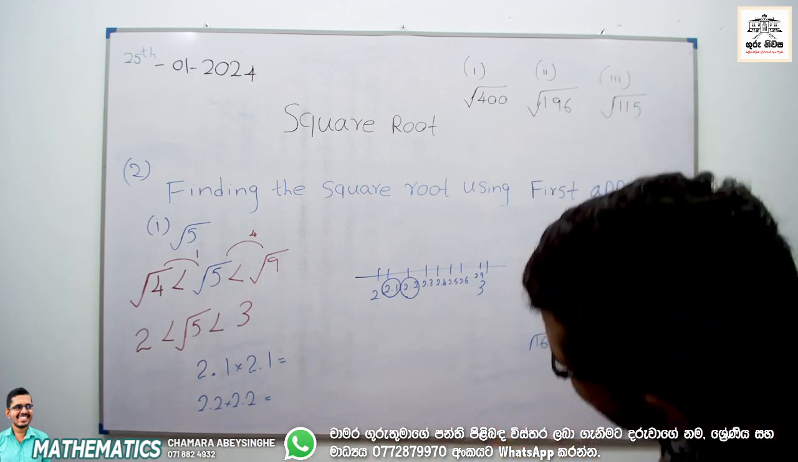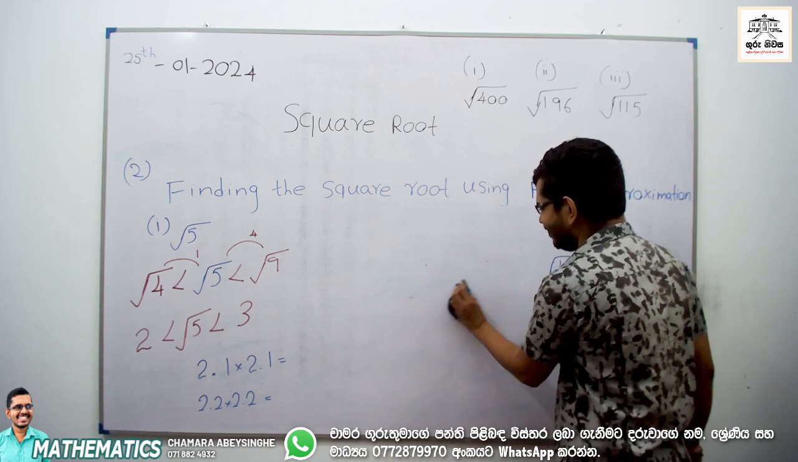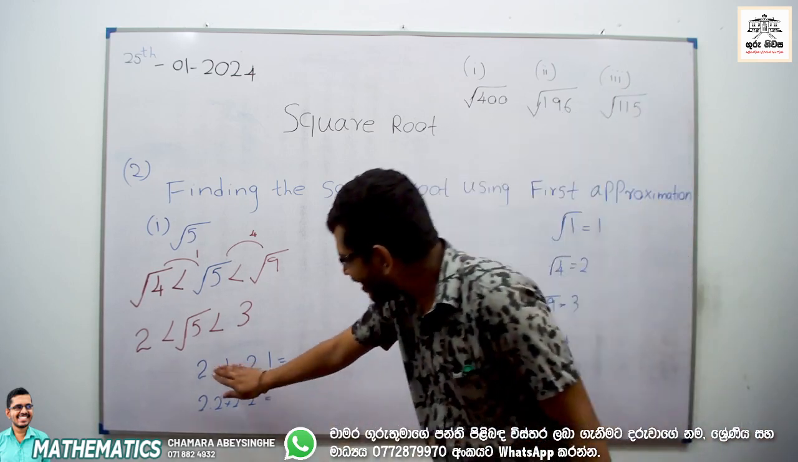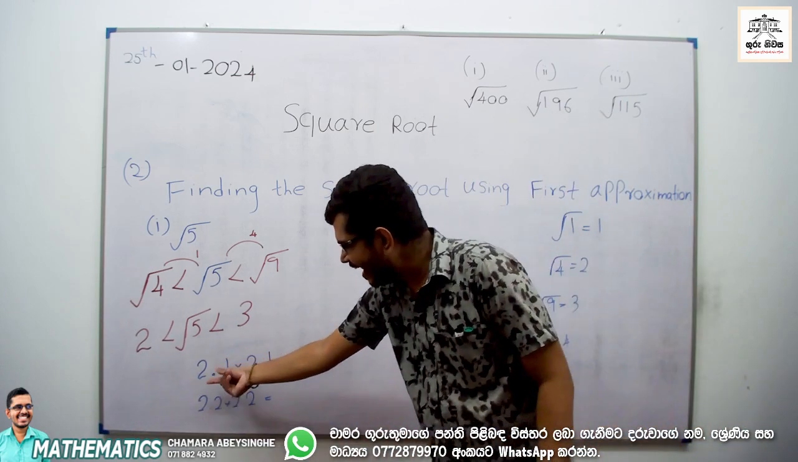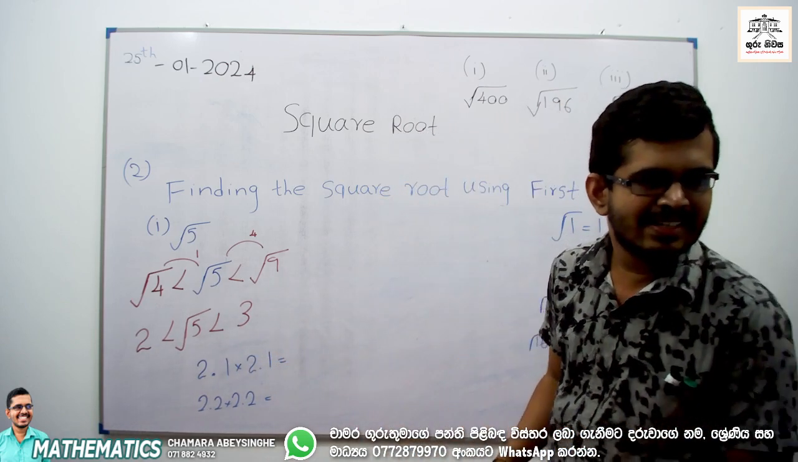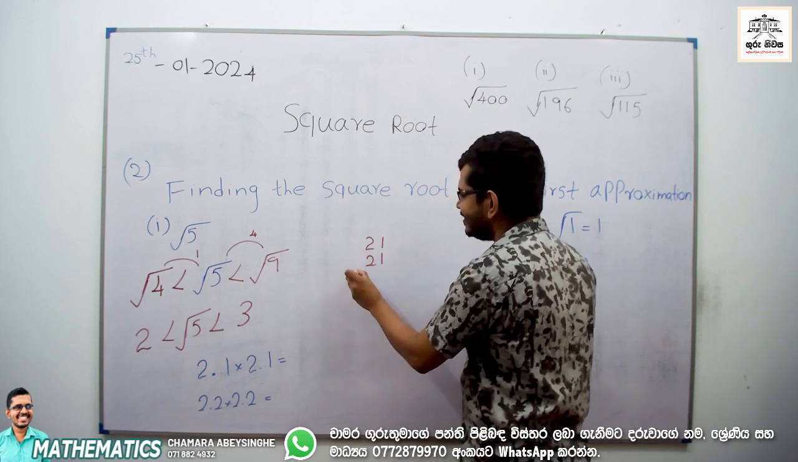Okay, let's see. First again, let's see, student. 2.1 multiply 2.1, and forget the decimal, student. Decimal number then value is 21. 21 multiply 21.